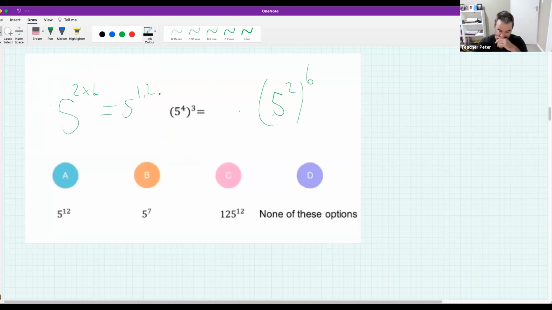Perfect. Okay, so this is law 3. So we've covered what we call the addition law, when we multiply and we add the powers. We've got the subtraction law, and now we've got the multiplication law, which we've just used.